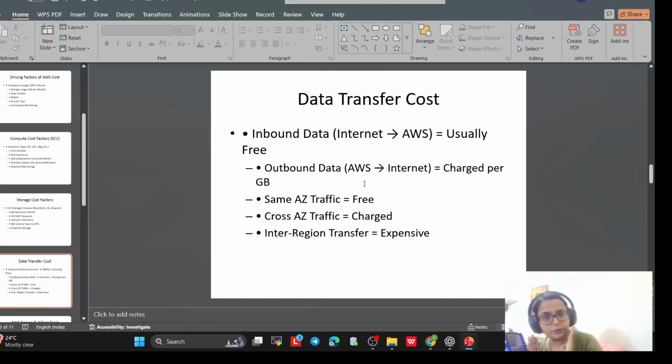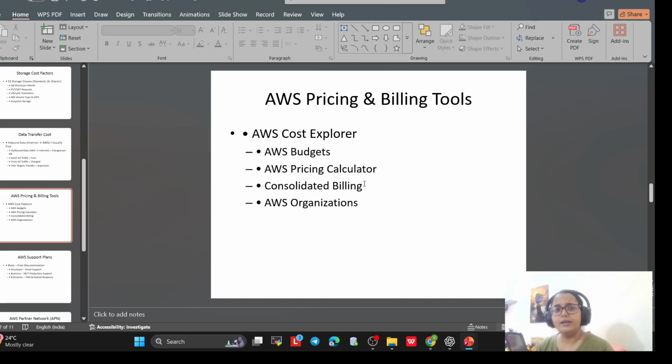So we should keep in mind that the same AZ is free. But if you are using multi-AZ or different regions, like US East Northern Virginia or the Mumbai region, at that time it will be charged. And inter-region transfer is expensive. So that is the data transfer cost, which we should also be able to explain.